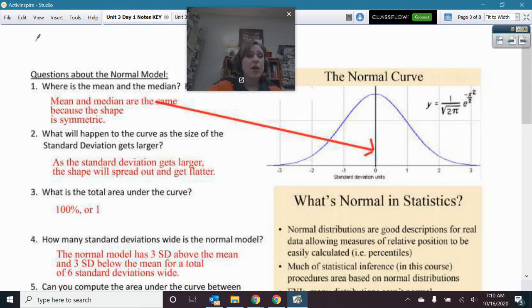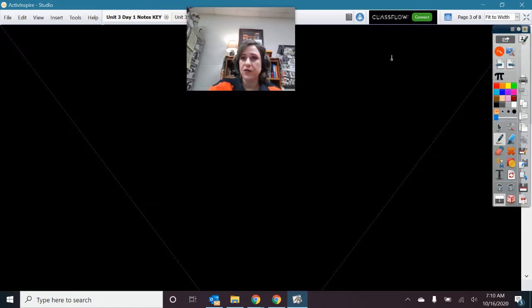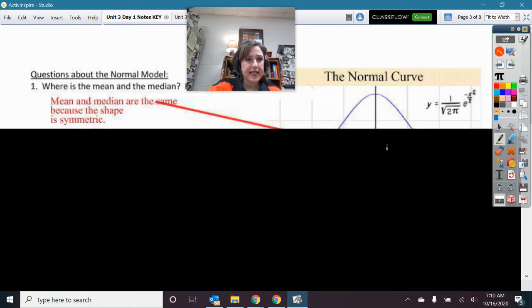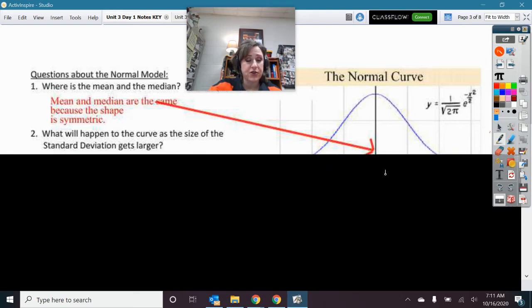So let's identify a few things about this. First of all, where is the mean and the median? And hopefully you can see that the mean and the median are the same because this shape is symmetric.